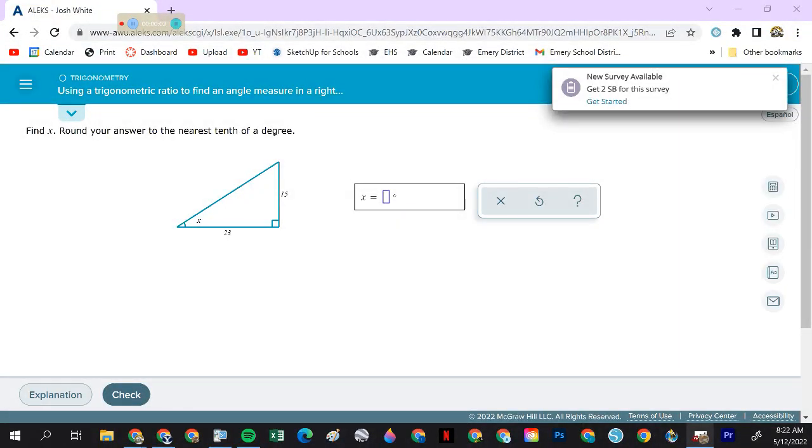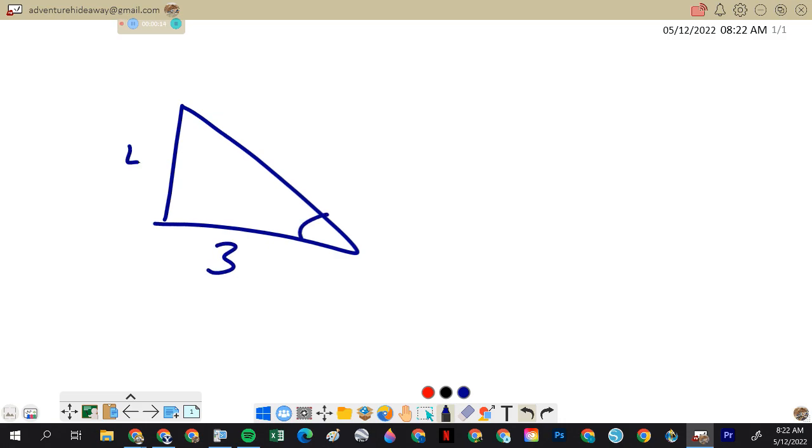Today we are working on 8.1, the second half of it. So last time we had problems like this. Say I had a 3, 4, 5 triangle and this was A. What would the sine of angle A be?